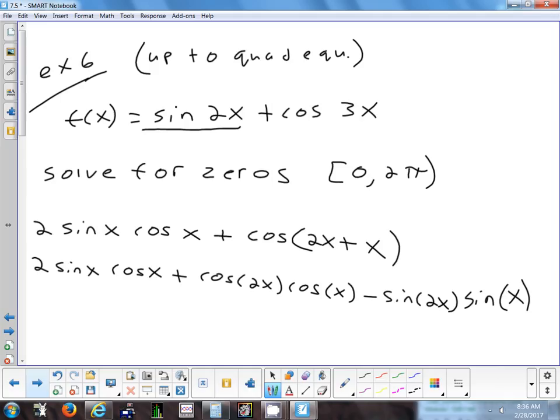Okay, so now I'll underline everything that's fine. That's fine, that's fine, that's fine. That's okay, and that's okay. There's 2 things here that are not okay: cosine 2x and sine 2x.